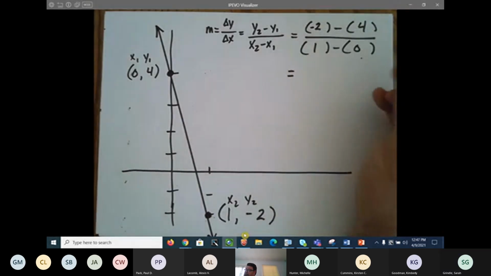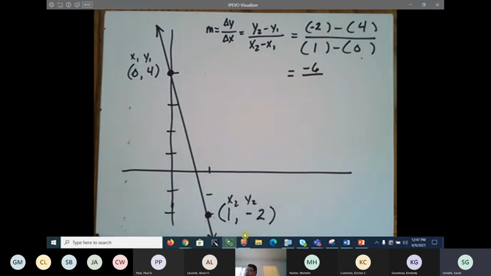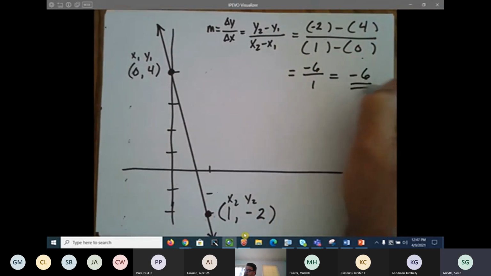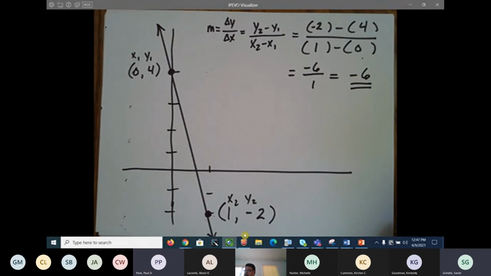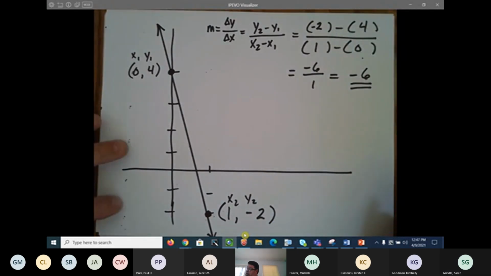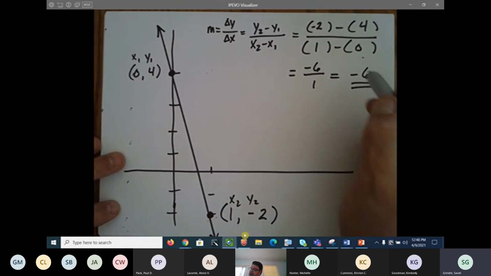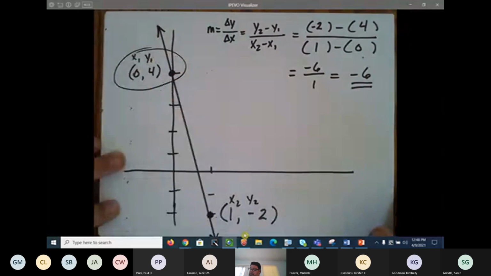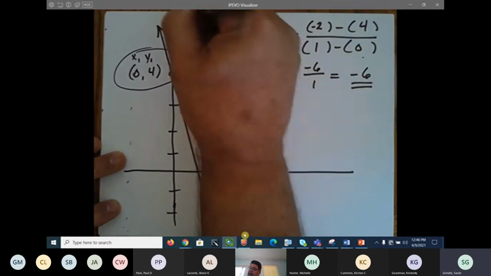-2 minus 4 is -6. 1 minus 0 is 1. So our slope is -6. And I guarantee y'all, some of y'all got 2. Check to see if you used your parentheses. I bet you didn't. But anyway, now we've got a slope and a point. Why am I going to pick this point? Because it's positive and has a 0. That's why. Simple math. So this is part 1: find your slope.